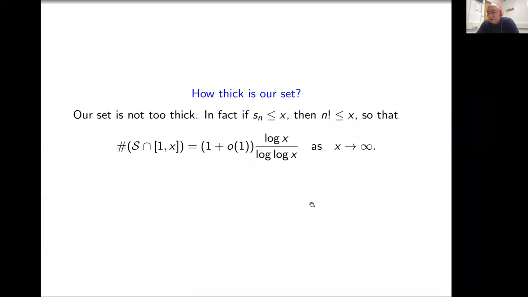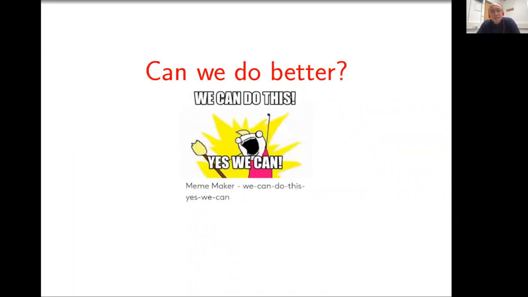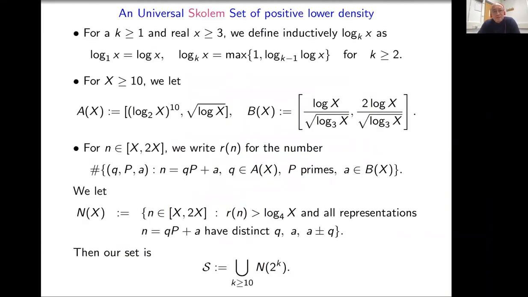But how thick is our set? Well, the set is not very thick, since s of n is up to x and it's a bit like factorial, then it's very, very low. So can we do better? And then we say that, yes, we can do better. And this is one of my last slides. This is a very complicated slide, but I will try to explain the content of it.